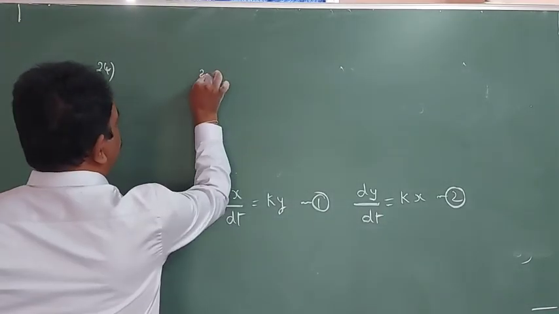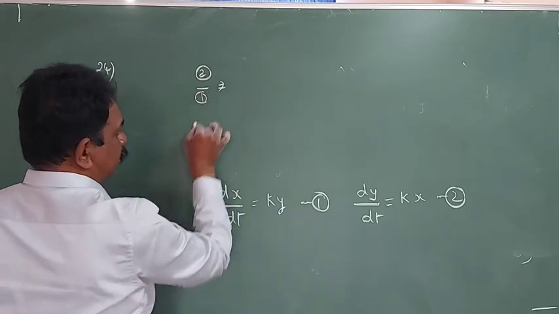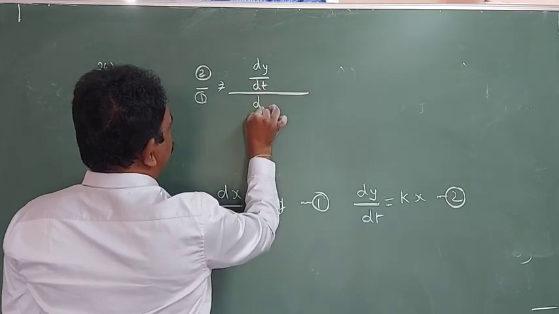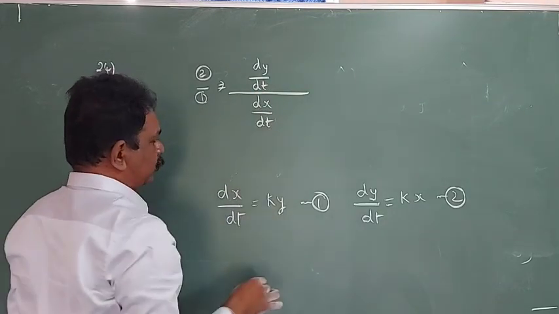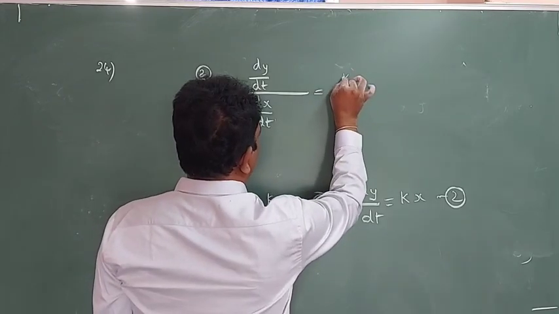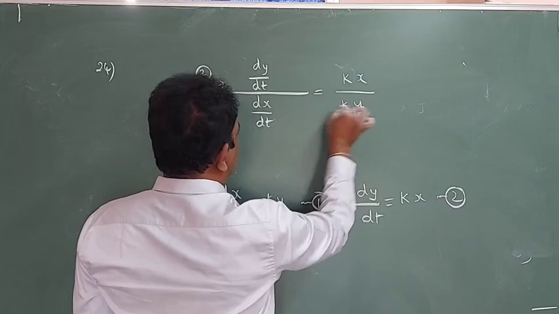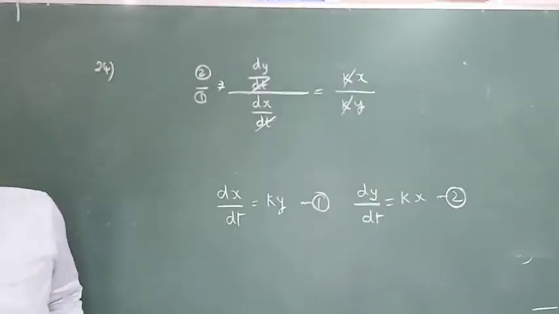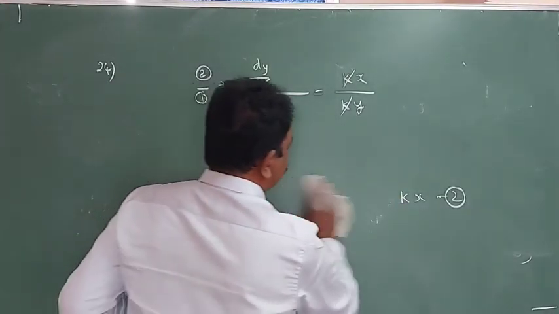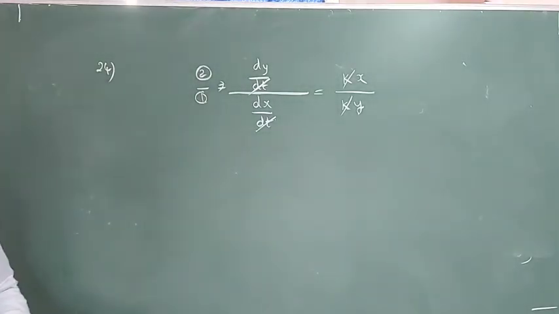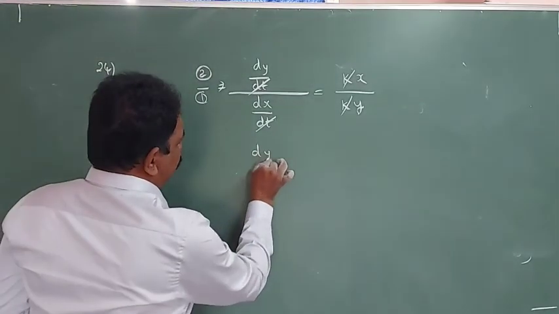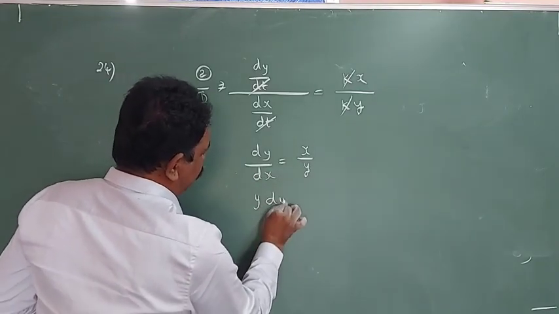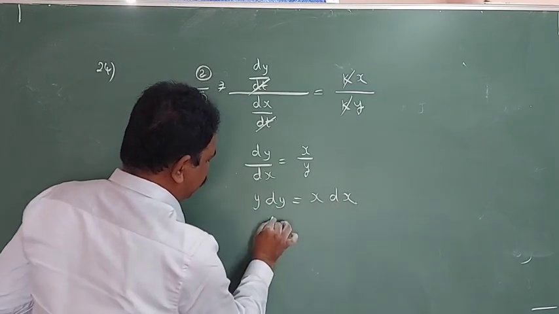If we do 2 by 1, dy by dt divided by dx by dt is equal to kx divided by ky. K will cancel. So what we will get here? dy by dx is equal to x by y, so y dy is equal to x dx.